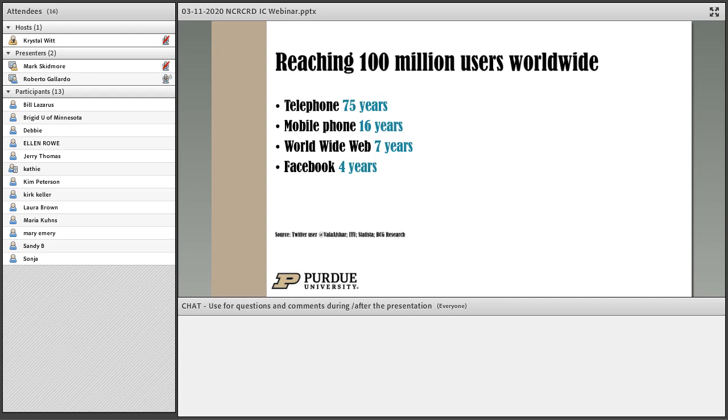Facebook, it took 4 years to reach 100 million users. Instagram, it took 2 years. And then Pokemon Go, it took 1 month. And obviously, the amount of time is going down drastically, and more people are really adopting the technology.